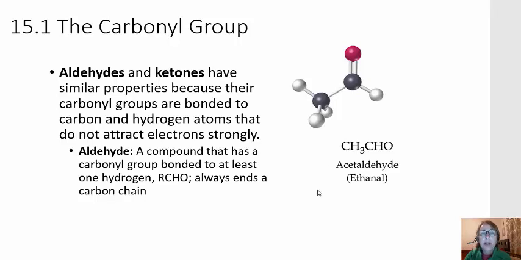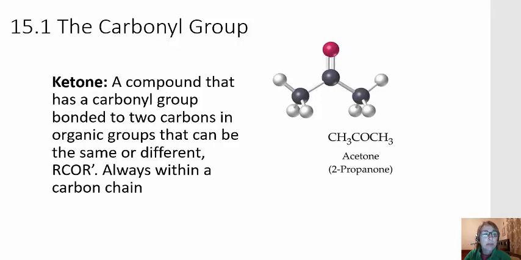Aldehydes and ketones are the simplest functional groups that contain the carbonyl group. The difference between aldehydes and ketones is merely where that carbonyl group is. For an aldehyde, the carbonyl group is always at the end of a chain because that carbonyl carbon must be bonded to a hydrogen, at least one hydrogen. That's the definition of the aldehyde.